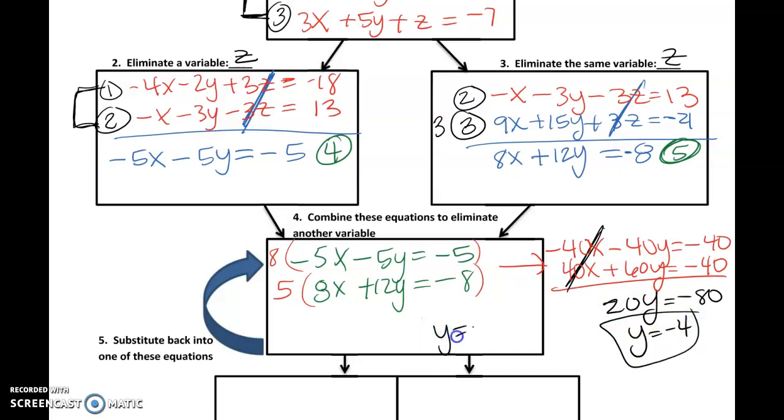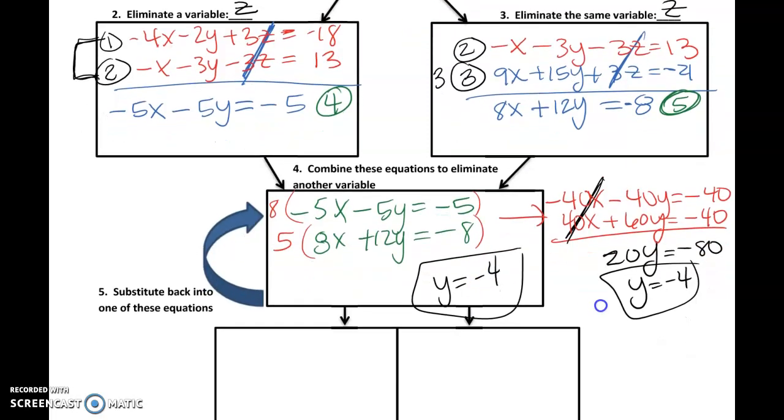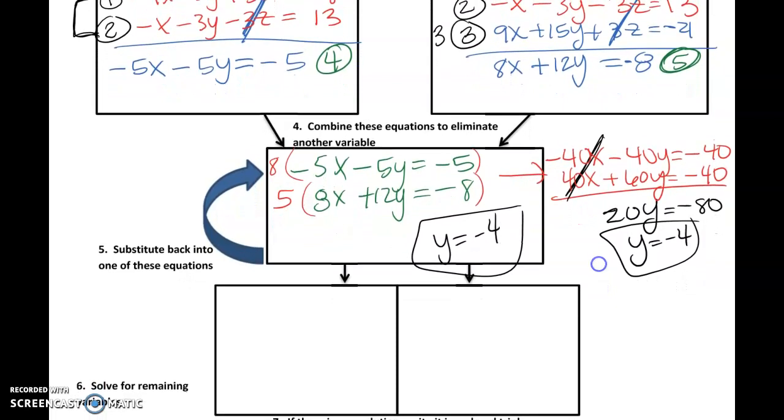So I'm going to write that in here, y equals negative 4. And that writing's just a little sloppy, so I'm going to make it just a little neater. So y equals negative 4. So if I look at step 5 here, it says substitute back into one of these equations. And it should say to find the other variable. So take this negative 4 and plug it into one of these for y and find your x.